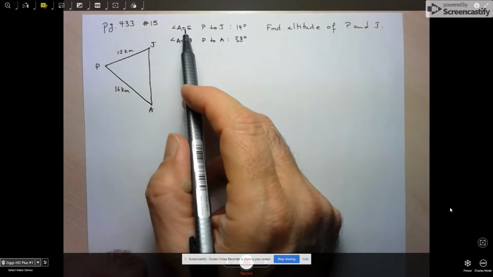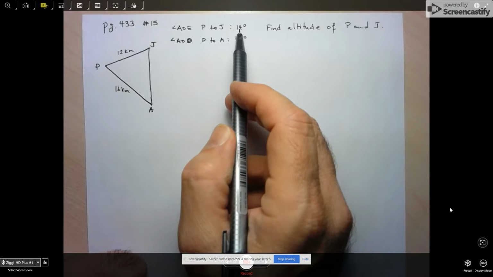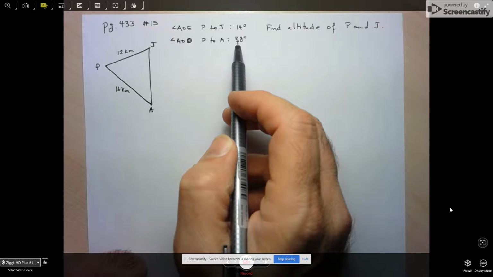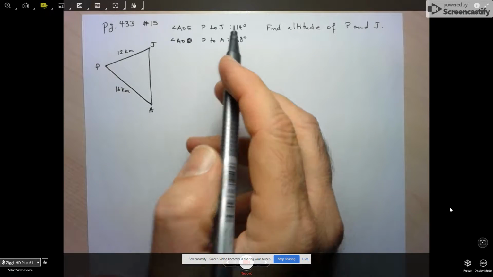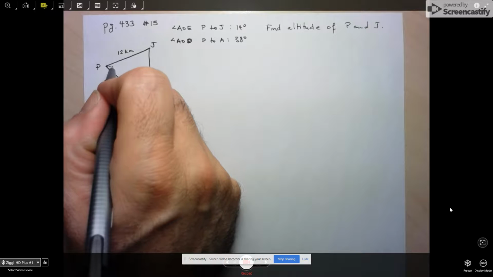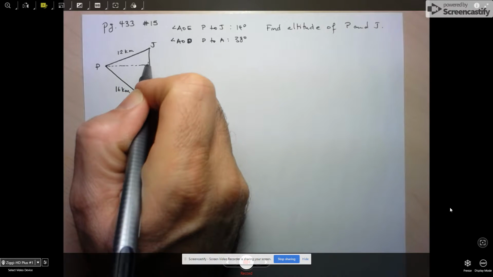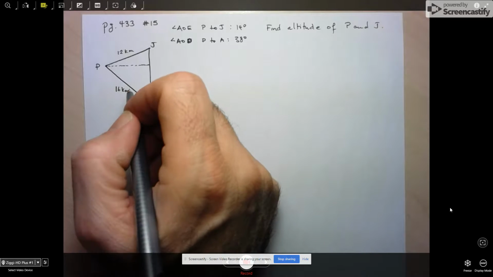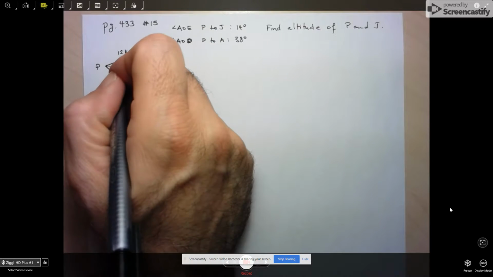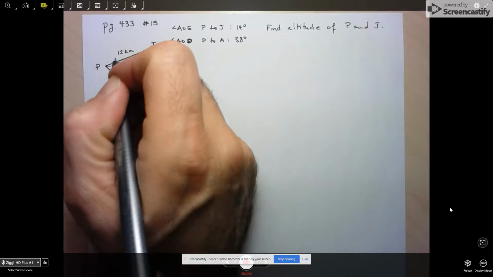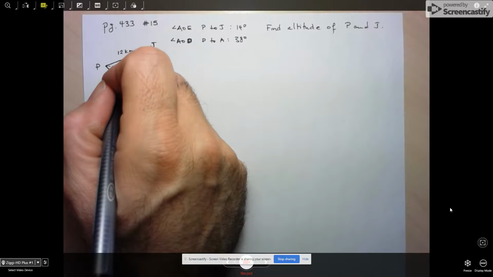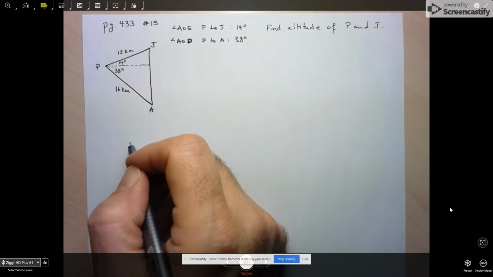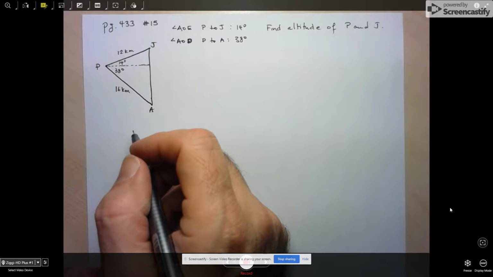They say the angle of elevation from the plane towards the jet is 14 degrees, and the angle of depression from the plane to the airport is 38 degrees. So first thing I'm going to do is draw myself a little horizontal from the position of the plane, because that's how we always measure angle of elevation and depression. We know that this angle up to the jet will be 14, and this angle down towards the airport is going to be 38. That's just by our definition of angle of elevation and depression.